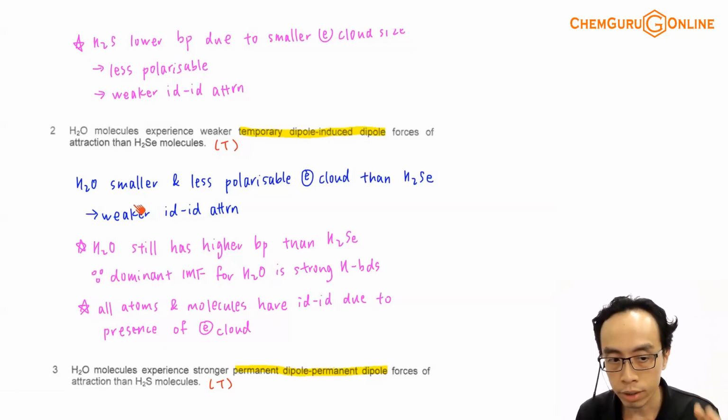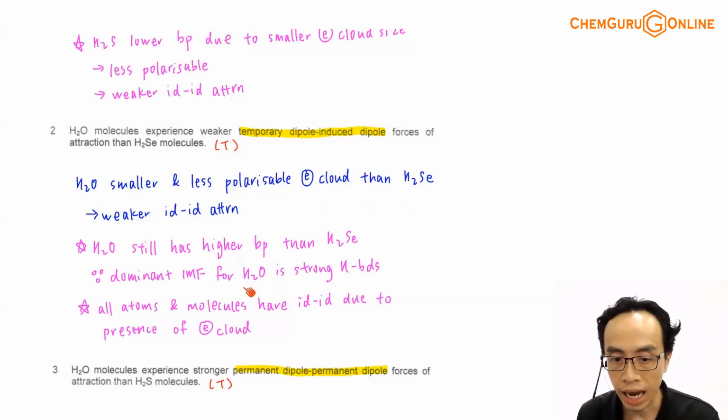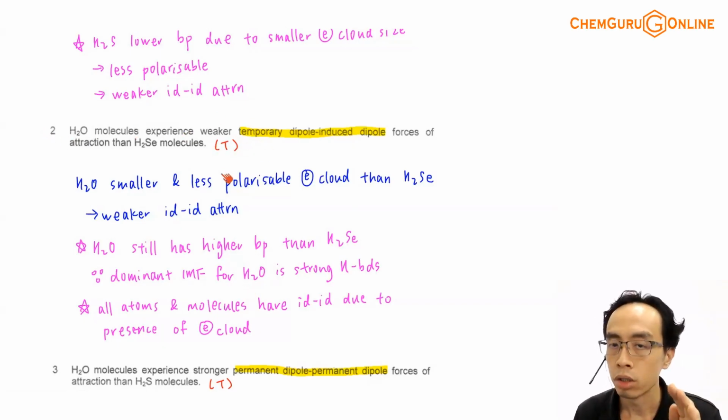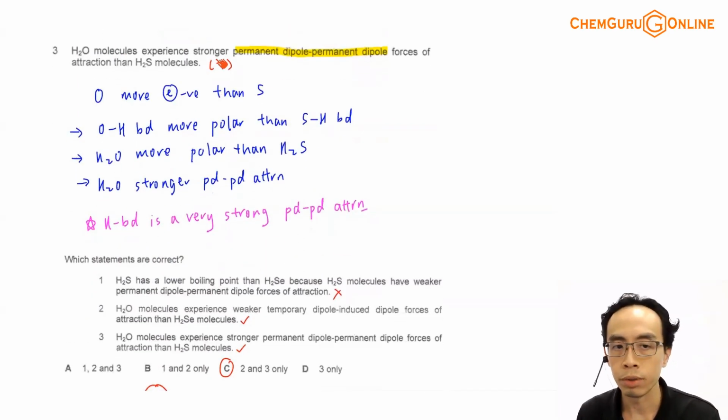Okay? Then next one is water will still have a higher boiling point as compared to H2Se because the dominant intermolecular interaction for water, we understand, is my hydrogen bond, which is very, very strong. So statement number 2, interesting, is true. How about number 3? Statement number 3: water molecules experience stronger permanent dipole forces of attraction than H2S molecules.